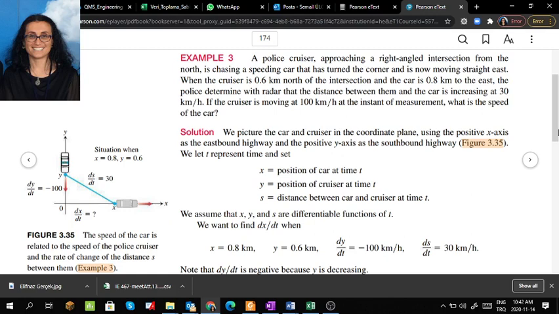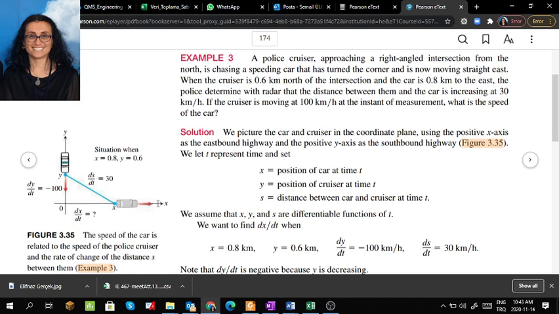There's a police cruiser, and it's coming to a right-angled intersection. As you would see here in the picture, 0 is the right-angled intersection. The police cruiser is coming from the north to this intersection, and this police is chasing a speeding car. This is the speeding car. The speeding car has turned the corner, and it's moving towards the east now.